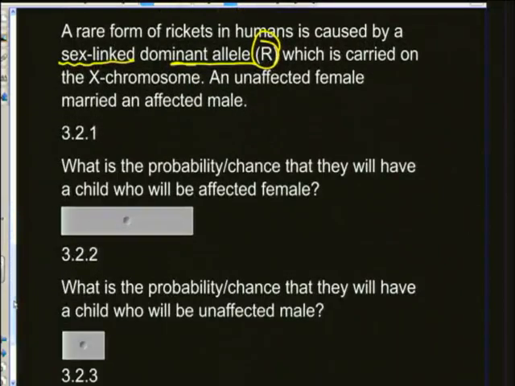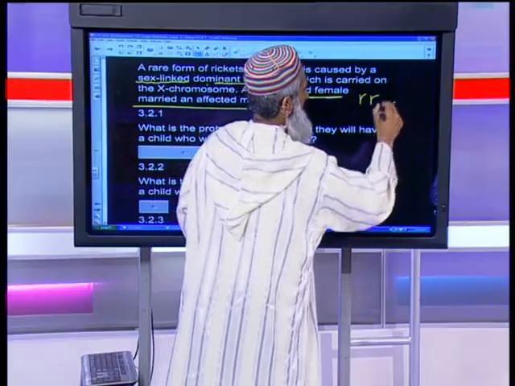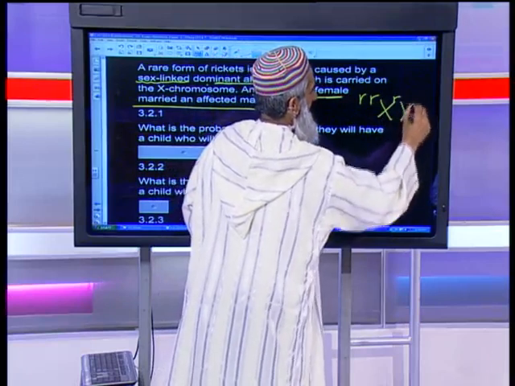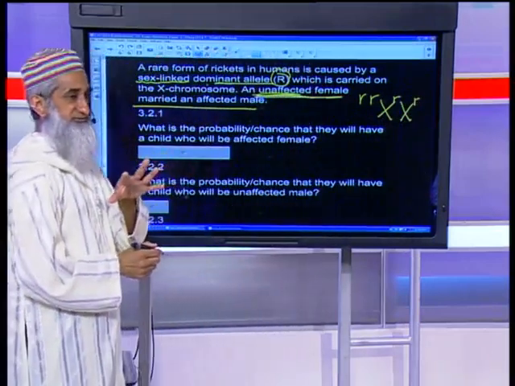An unaffected female married an affected male. So unaffected, in this case, is recessive. What will be the genotype of this unaffected female? Remember, you have to use either capital R or small r. Two small r's, isn't it? Yes, because this is dominant. But we can't just write it like that. Because she's a female, we have to write it X small r, X small r. Are we clear with it?